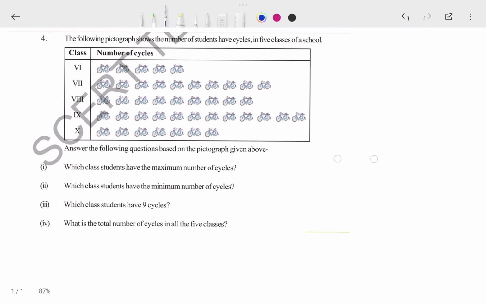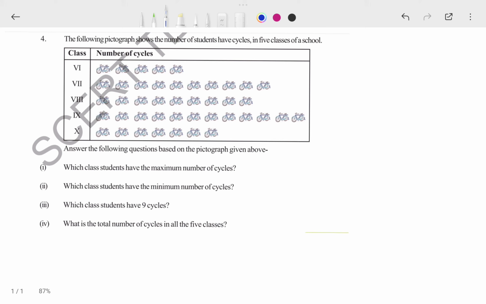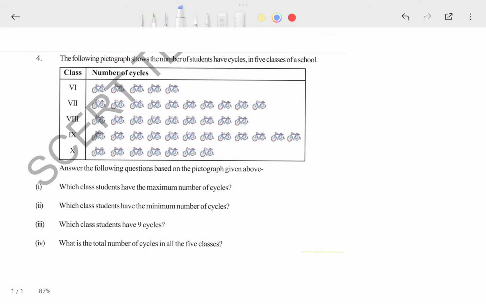Now let's talk about the fourth one. Answer the following question based on the pictograph. Now we don't have to make a pictograph. We just have to look at this, like 6th class students have 1 2 3 4 5 cycles. So we have to look at the question and answer. Which class students have maximum number of cycles? Maximum means more number of cycles.